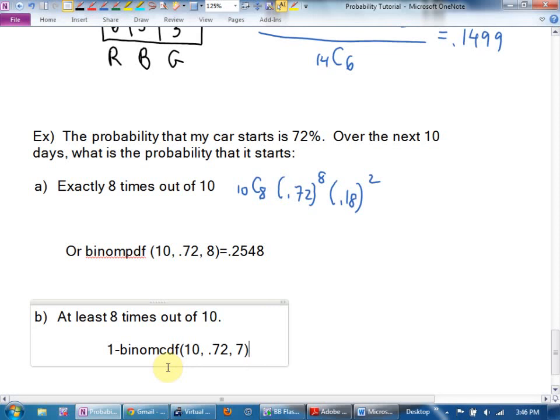Which is what? 0.5622? That seems low to me. I figured because if the odds are 72% that it starts, is that right? Yeah? Or 44% if I make that a percent, give or take. Okay?